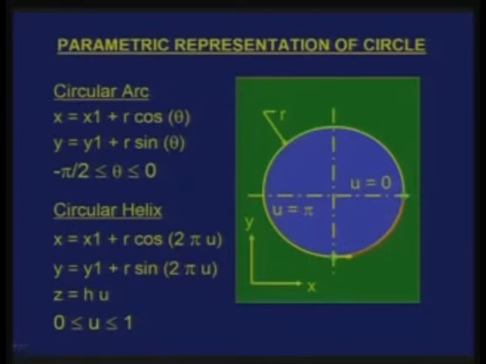So, I have a starting point which is this. Then I have an end point which is this. So, it is going from, let us say, minus pi by 2 to 0. That is another way of representing, and this is a representation for a circular arc. So, one can say that a circle is a special case of a circular arc. When the parameter has a fixed range, then it becomes a circle. So, an arc is a more common representation.